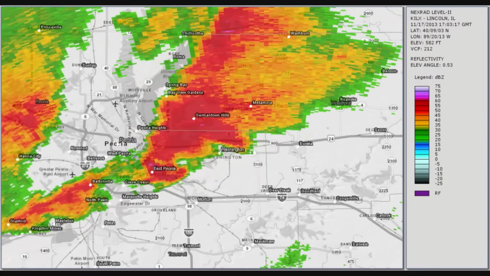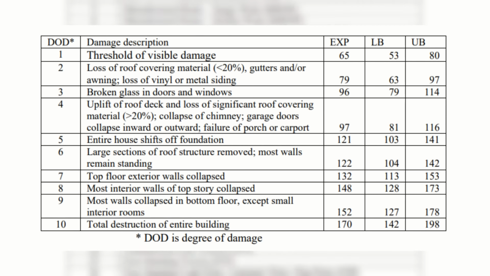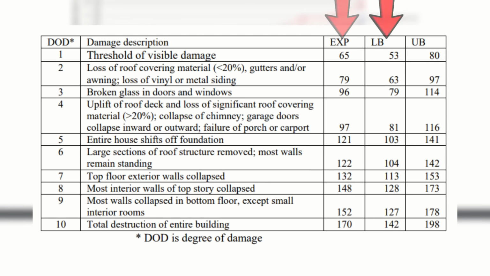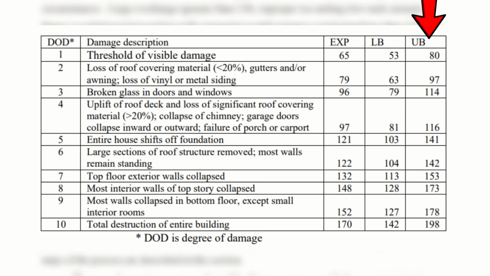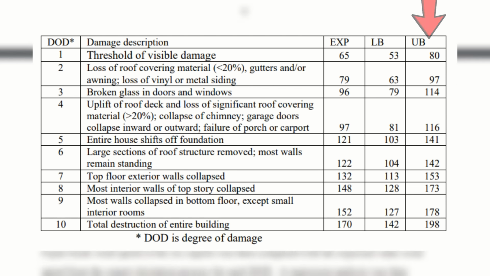The Enhanced Fujita Scale, unlike its predecessor, now had these nifty things called damage indicators. The very dumbed down version of how it works now is that each damage indicator has an attached series of degrees of damage, or DODs. The DODs estimate the expected lower and upper bound wind speed from the specific damage indicator that it's attached to.